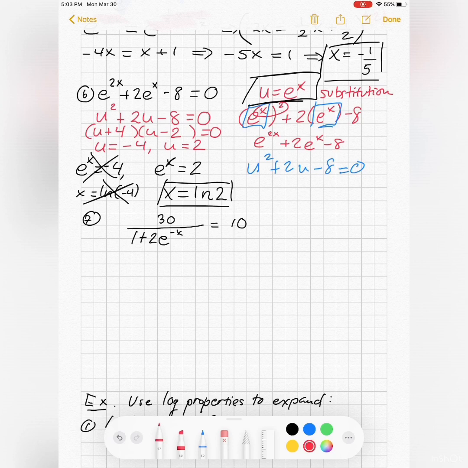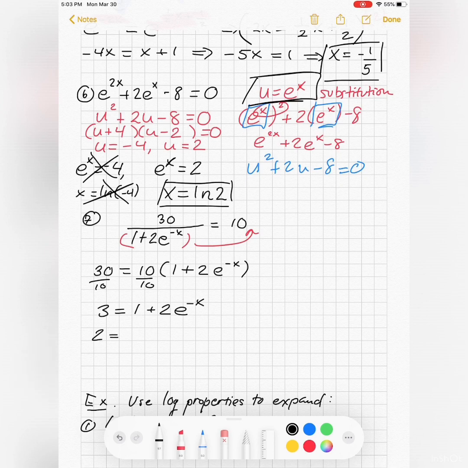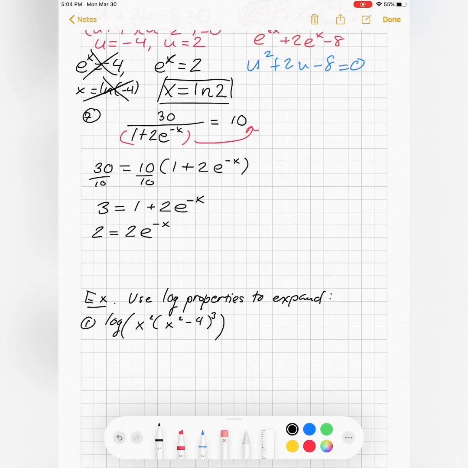Okay, what about number 7? So I would start something like this by clearing the fraction. So 30 equals 10 times that denominator. So then let me divide by 10. 3 equals 1 plus 2e to the negative x. 2 equals 2e to the negative x. Divide by 2. e to the negative x equals 1. So negative x equals ln of 1.